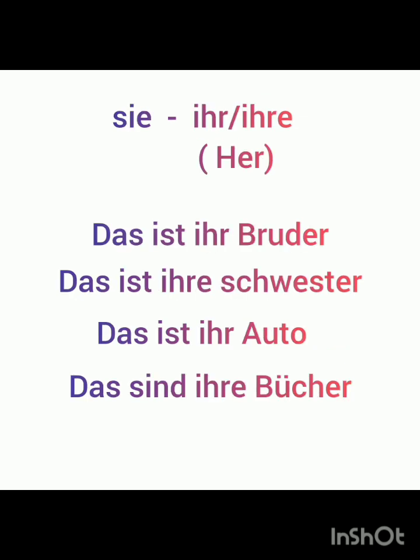Possessive pronoun of sie is ihr or ihre, which means her. Examples: das ist ihr Bruder, das ist ihre Schwester, das ist ihr Auto, das sind ihre Bücher. Bruder is masculine, so we use ihr, and Schwester is feminine, so we use ihre. Auto is neuter, so we use ihr, and Bücher is plural, so we use ihre.